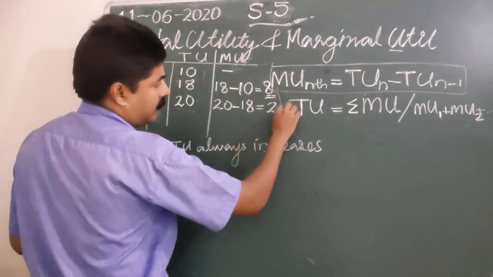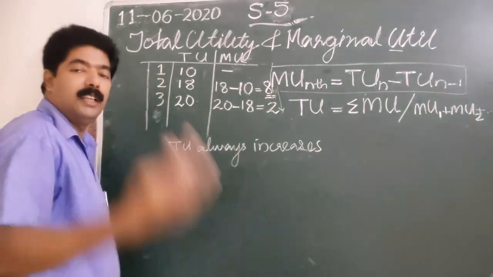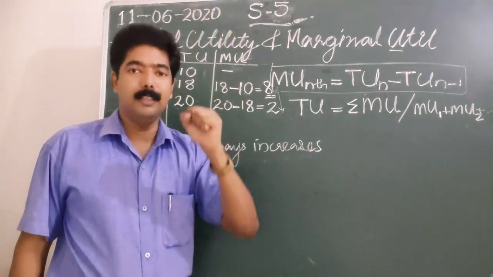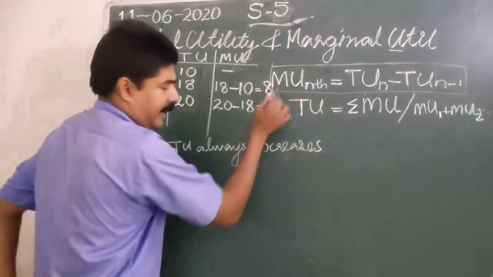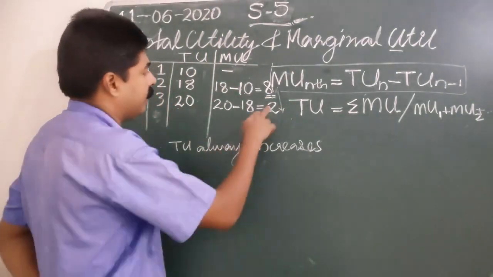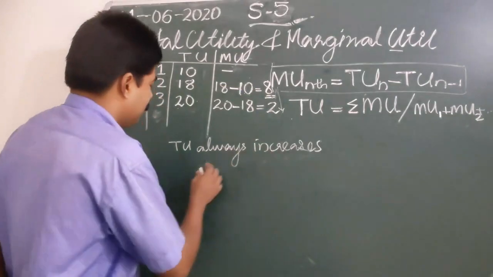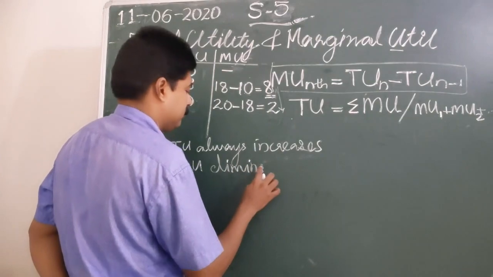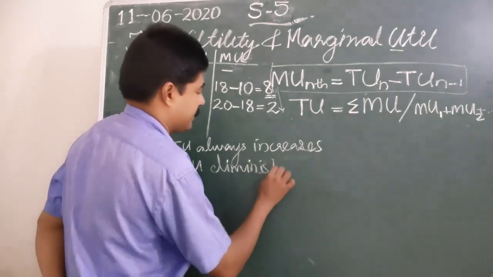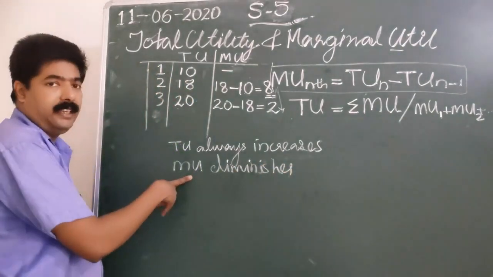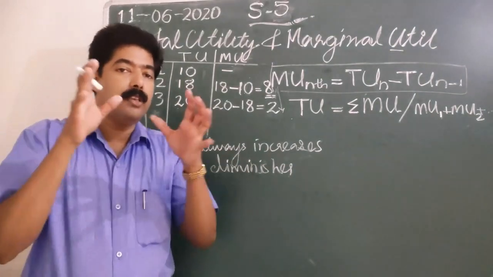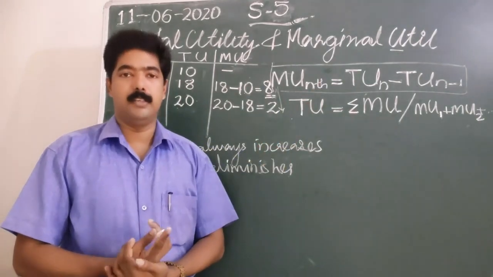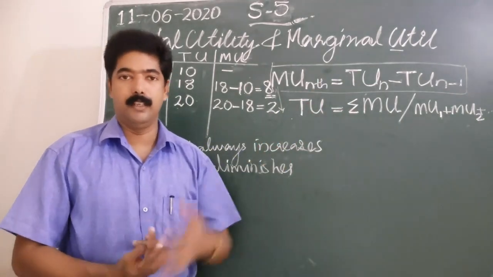Whereas what about the marginal utility? Additional utility is not increasing, but diminishing. See, the first one is 8 additionally, the second one is 2, it decreases. So marginal utility diminishes. In such a way, we can say that is called diminishing marginal utility. We will study the law of diminishing marginal utility very clearly in another chapter next year.